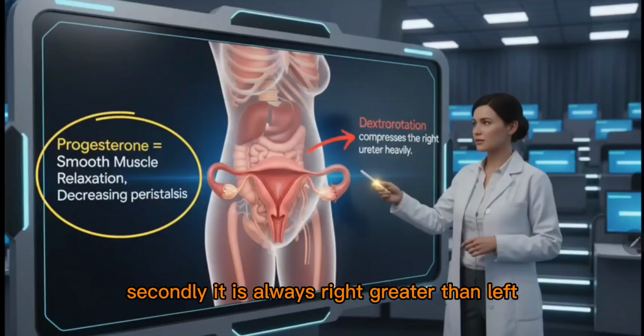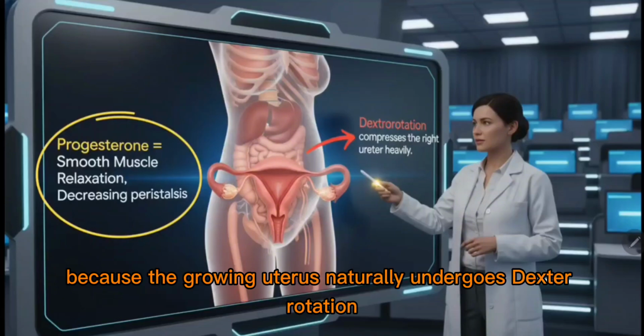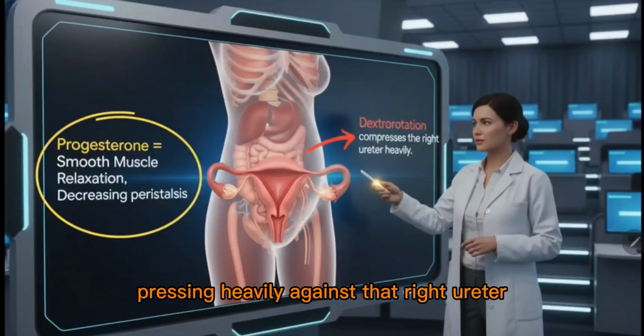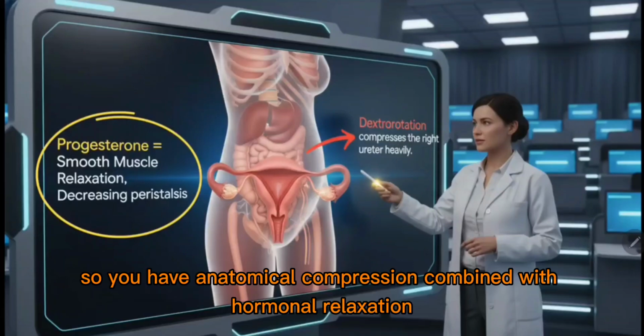Secondly, it is always right greater than left. Why is that? Because the growing uterus naturally undergoes dextral rotation. It twists just a little bit to the right, pressing heavily against that right ureter. So you have anatomical compression combined with hormonal relaxation.